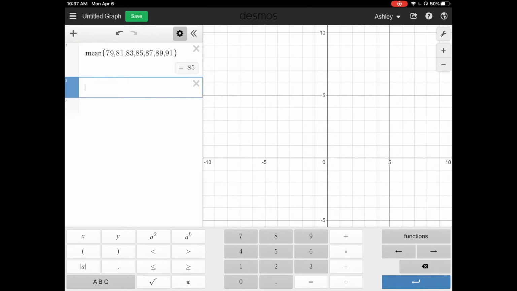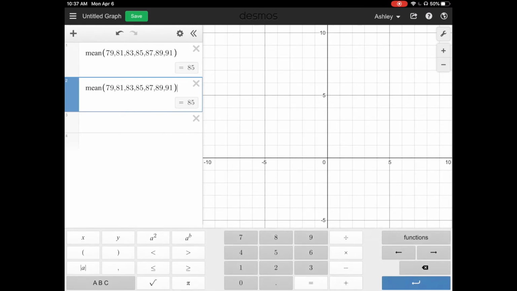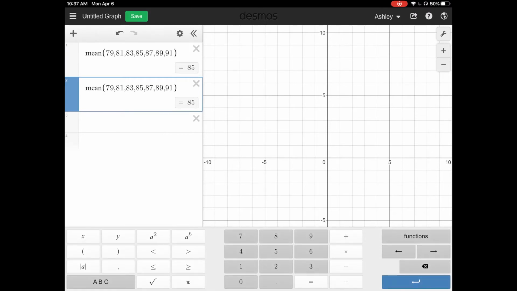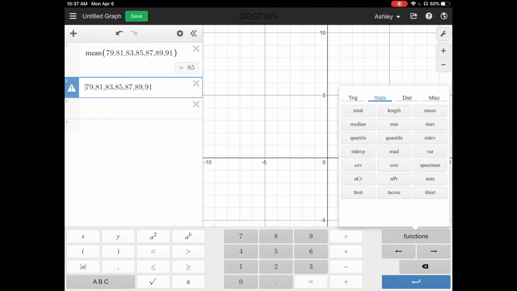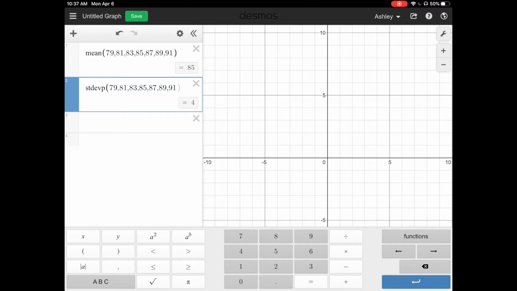Now for the standard deviation, I'm going to just duplicate that so that I don't have to type in all the data again, and then delete out mean, and we're going to click function statistics again, but now we want the standard deviation. So you can see there's 2 standard deviation buttons. I want the one with the P. So that's the standard deviation of the population. That's the one that we want. This can get really tricky, so you've got to make sure you want that second thing that has the P next to it. So this is going to be 4.